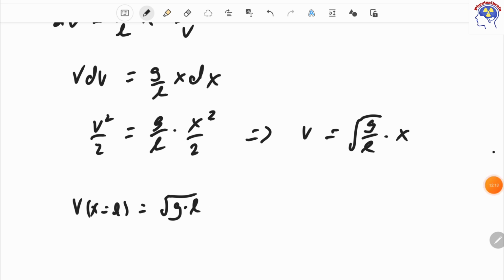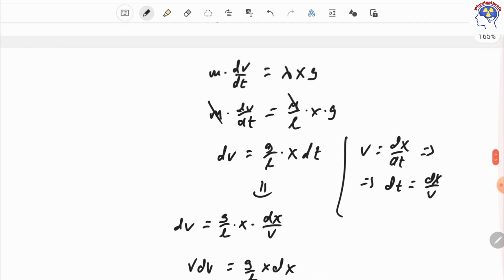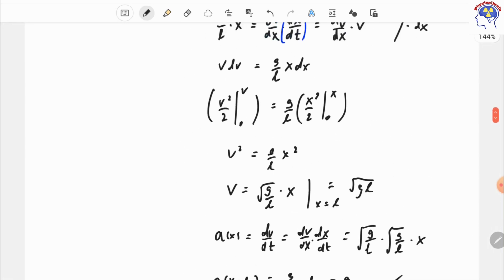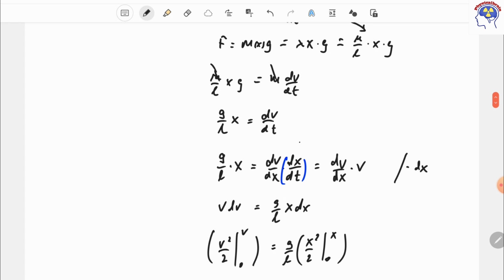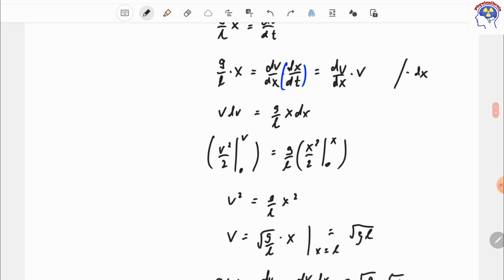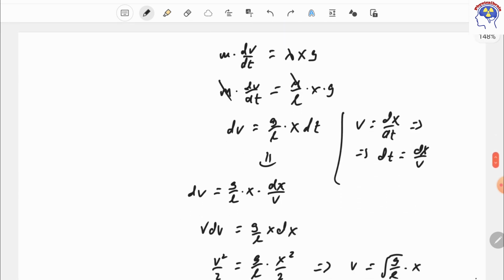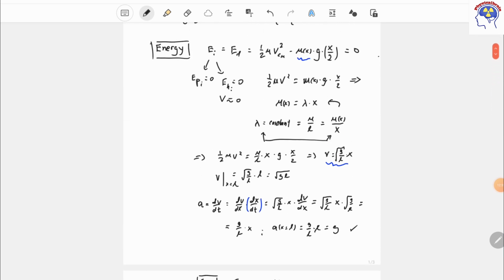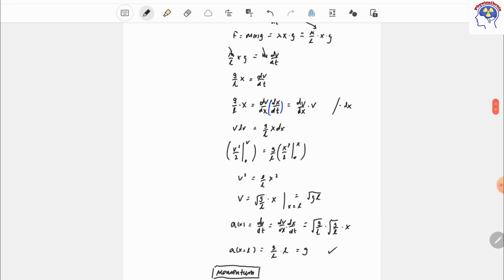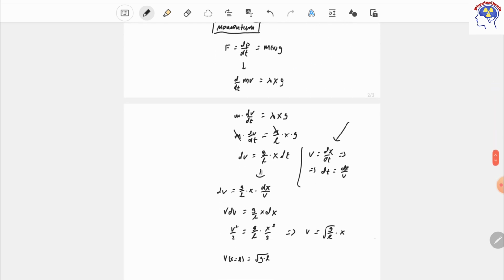As I said, the momentum approach is very similar to the approach with the forces, yes? I just used a little bit different math. Here we played with the differentials, and down there in momentum, I decided to replace dt by dx/v. So three approaches: energy, forces, and momentum.